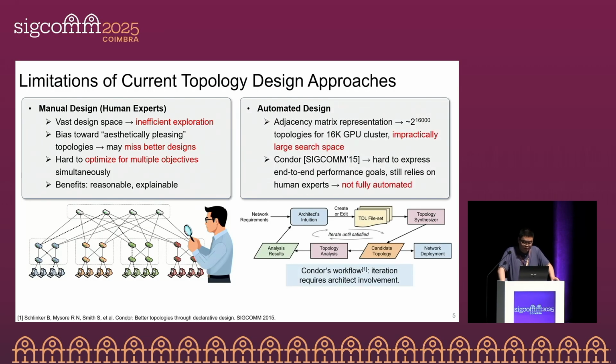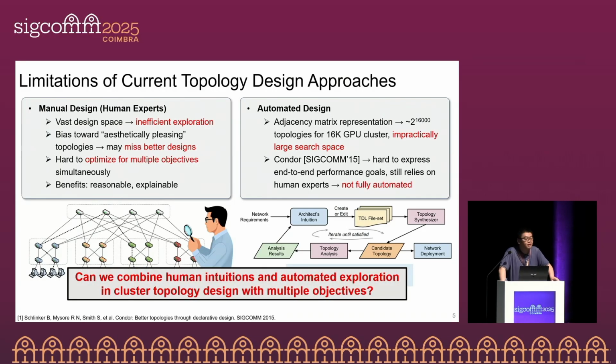A naive way to automate topology design is to use an adjacency matrix representation, but that gives 2 to the 16,000 candidates for a 16,000 GPU cluster, which is an impractically large search space. Prior work introduced a domain-specific language to simplify design, but it is still hard to express end-to-end performance goals and still relies on human experts, so it is not fully automated. Thus, we ask the question: can we combine human intuitions and automated exploration in cluster topology design with multiple objectives?